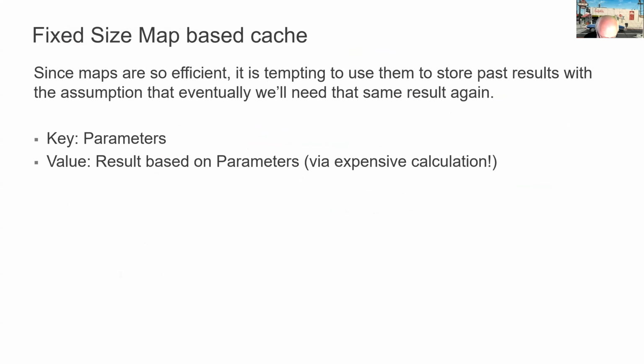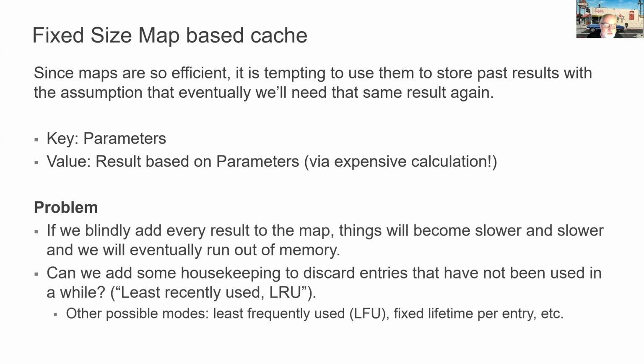So I spent a lot of time to write a map-based cache, and I can share that code with you guys if you want to look at it. So since maps are so efficient, it is tempting to use them to store past results with the assumption that eventually we'll need that same result again. The parameters are the key, right? Whatever the data type is, the value is the result based on these parameters, right? And we only need to do it if the calculation is expensive. The problem is if we blindly add every result to the map, things will become slower and slower, and eventually we will run out of memory.